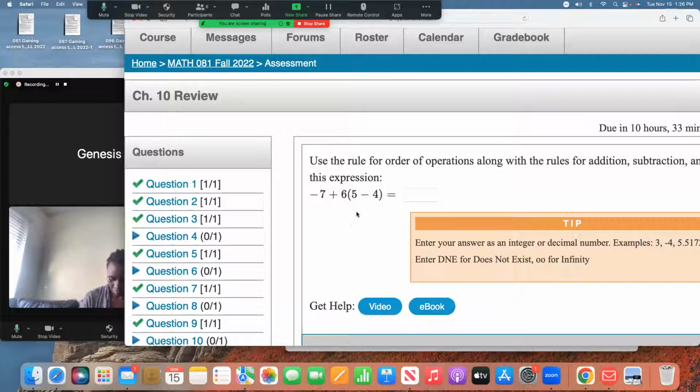Okay. Order of operations with some negatives in here. I think we can do this without going to paper. 5 minus 4 is in parentheses, that's 1. 6 times 1 is 6. So now the whole problem is -7 plus 6. Anybody want to venture an answer?